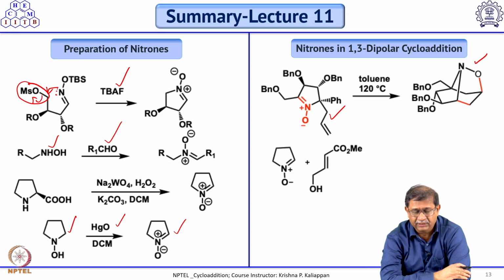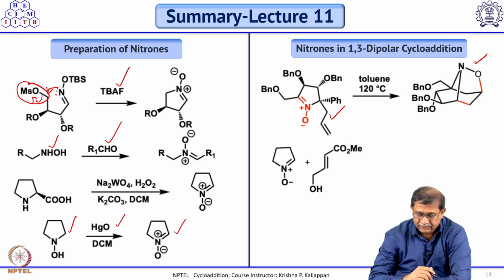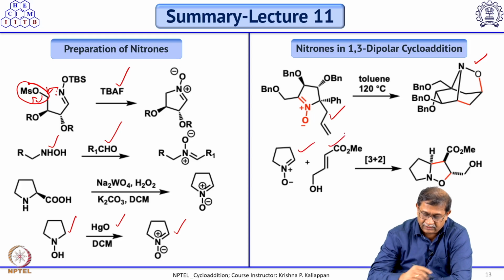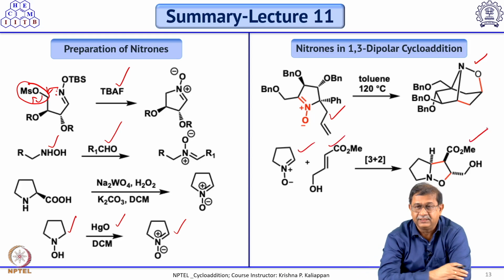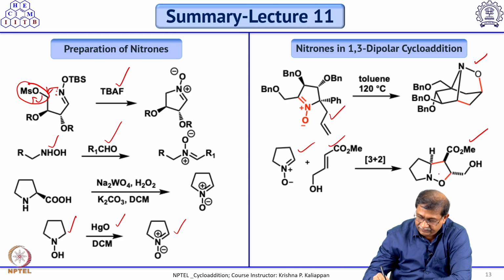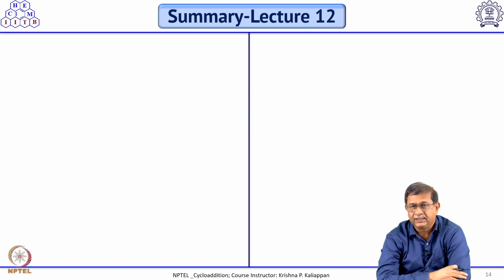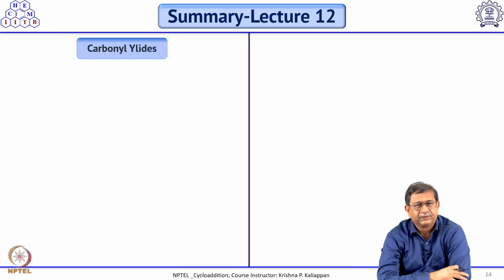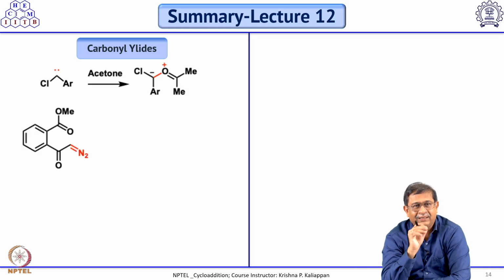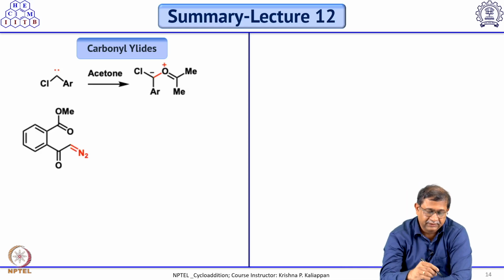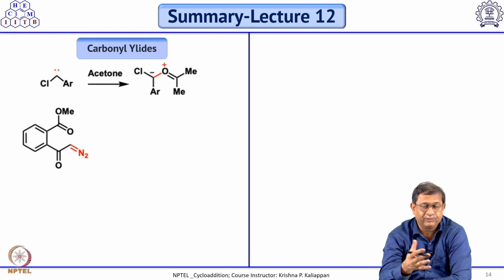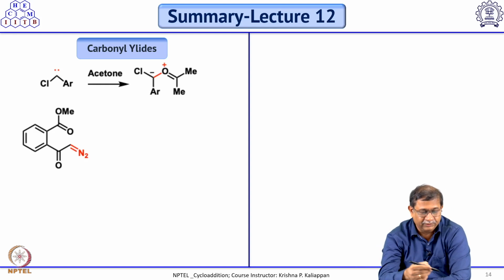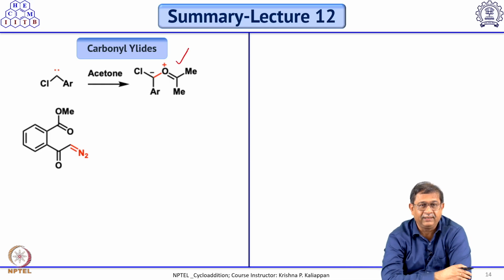Then in the case of intramolecular 1,3-dipolar cycloaddition, this nitrone and alpha beta unsaturated ester will give this bicyclic compound. Now if you cleave this NO bond, you will get the corresponding amino alcohol. Then from nitrones we move to carbonyl ylides. So carbonyl ylides are easily made if you have a carbene and if you have a carbonyl group. So it can be from the same molecule or from a different molecule, it can lead to such carbonyl ylides.